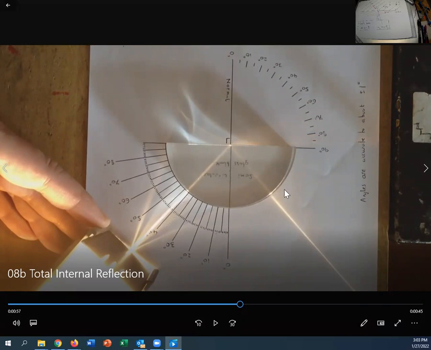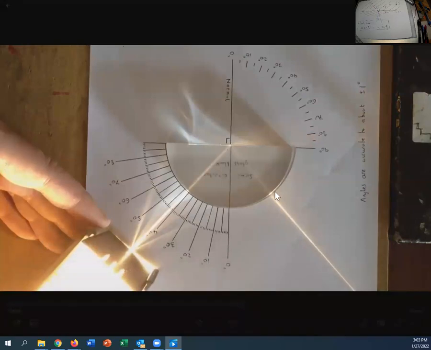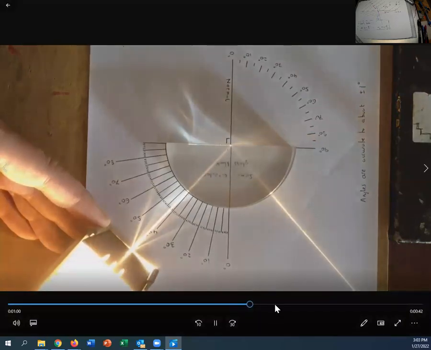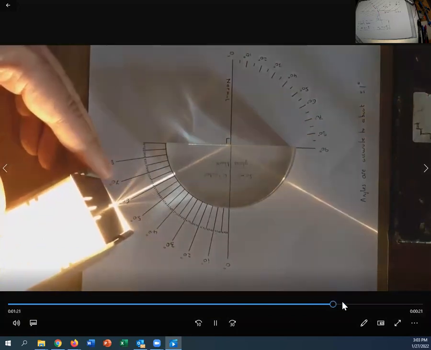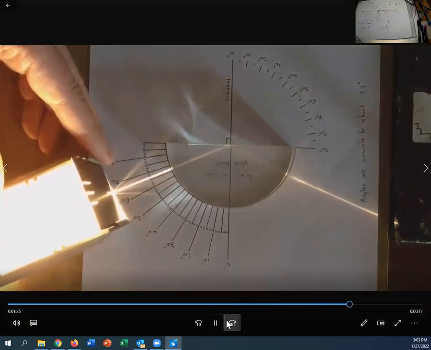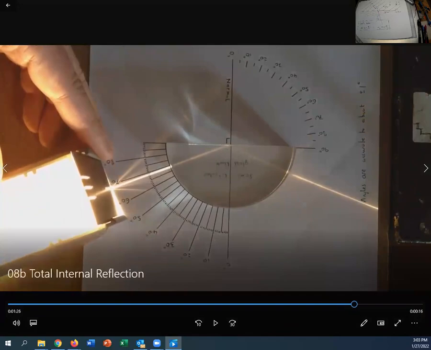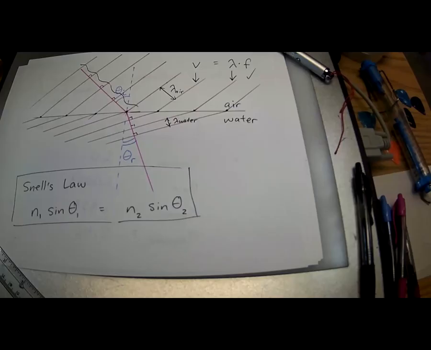And anything after that is going to be what's called total internal reflection. That's the name of this video. Total internal reflection. See this reflection now? Anything that goes beyond that, there's all reflection and no more refraction. It's all reflection.